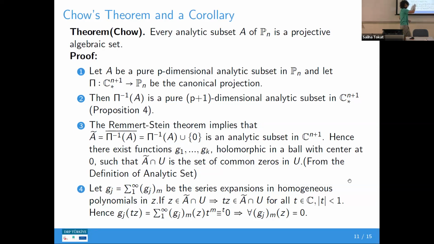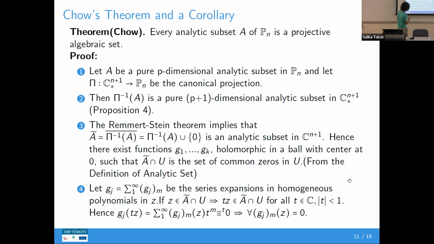Remove that part, this is the one, as I explained. Okay, it is an analytic subset in C^(n+1). By using the definition, we can find g_j's which holomorphically represent the local description at 0, and we can select our neighborhood as a ball, because if we have a neighborhood, we can shrink it into a ball.